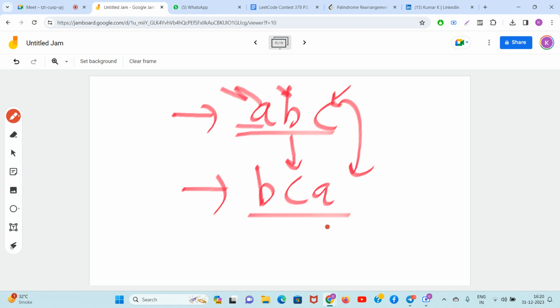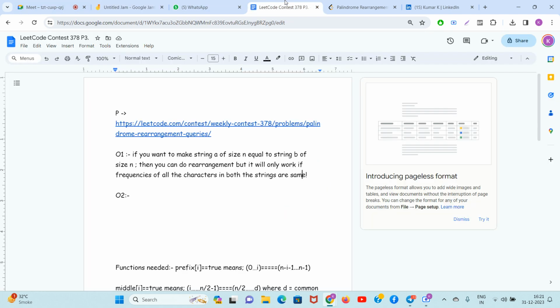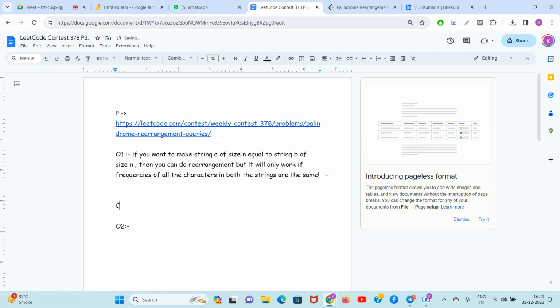Here A is coming one time, here also A should come one time. Then you can match those characters at the same places. Here B is coming one time, here also B is coming one time. Here C is coming one time, here also C is coming one time. So guys, let's call it as content, content of A equal to content of B. Guys, I hope you all understood the meaning of content of A equal to content of B.